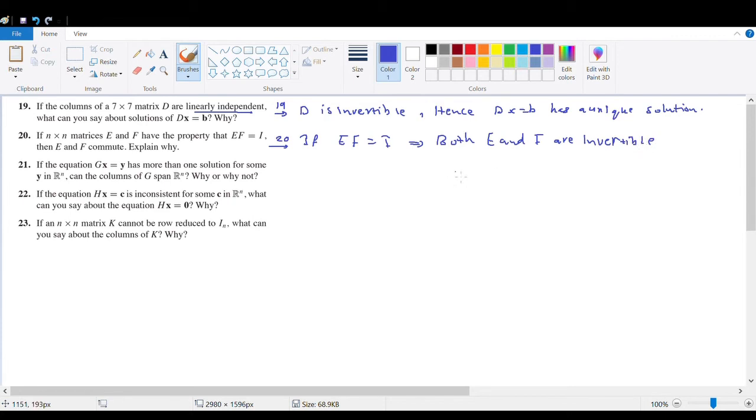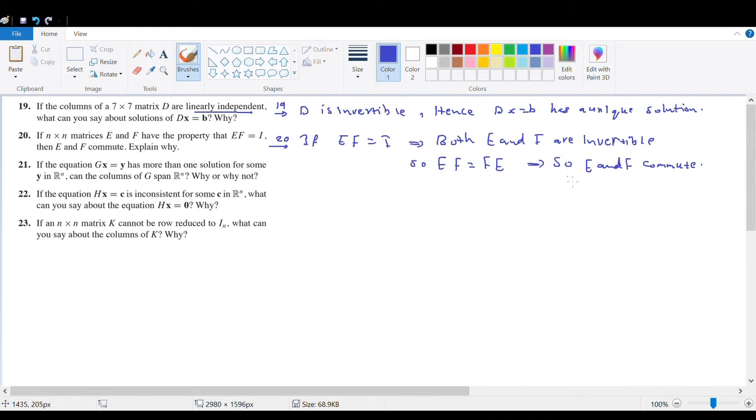That means, if both of them are invertible, EF is equal to FE. That means E and F commute. Commute means we can multiply EF or FE, and both of them will give us the same result.